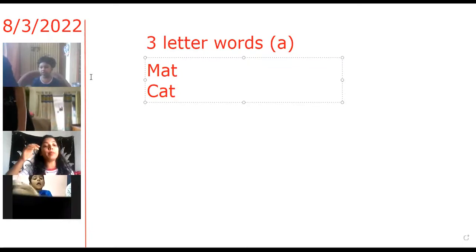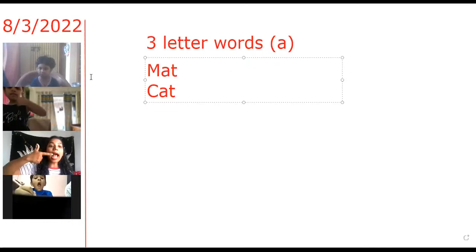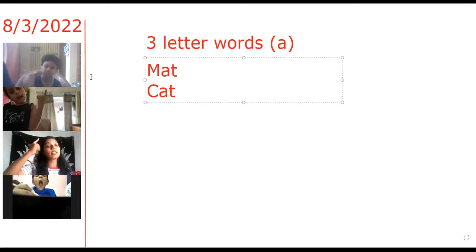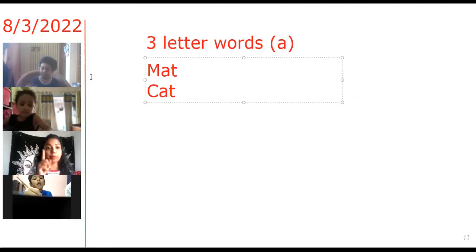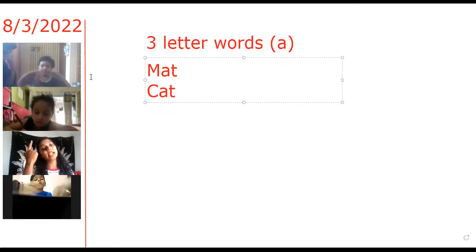Okay, everyone, now blend with me the second word. Ka, show me your thumb. Ka, a, ka, t, cat. Perfect. Do it properly. After this, I'm going to ask you one by one, okay? Ka, a, ka, t, cat.